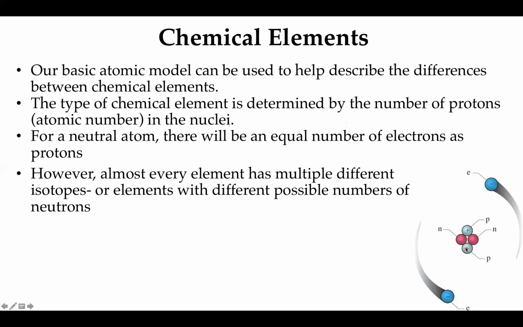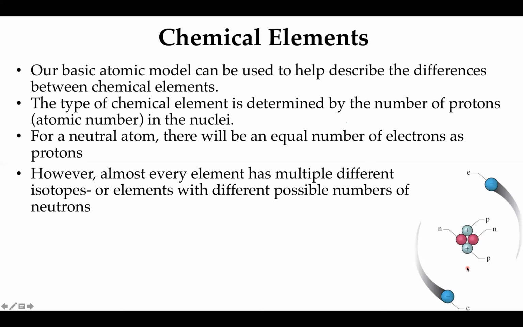Because in general, we assume most systems are going to have a neutral charge, and under those cases, electrons equals protons. The other important thing to keep in mind is that while a given element will have a certain number of protons, the number of neutrons can actually differ. And this means that most elements can have multiple different isotopes, or overall atomic weight, based on the number of neutrons and protons present.